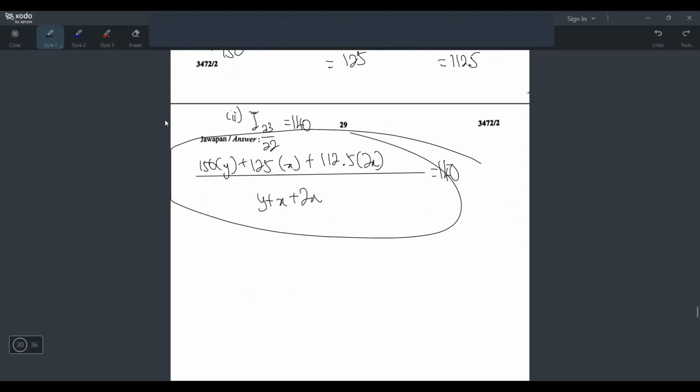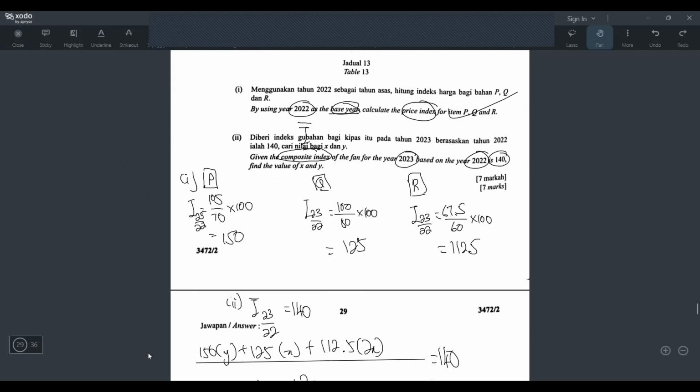This equation has how many unknowns? Got two unknowns, x and y. It means you cannot find your x and y by using this equation alone. You need another equation to help you, and let me tell you how to get another equation later.